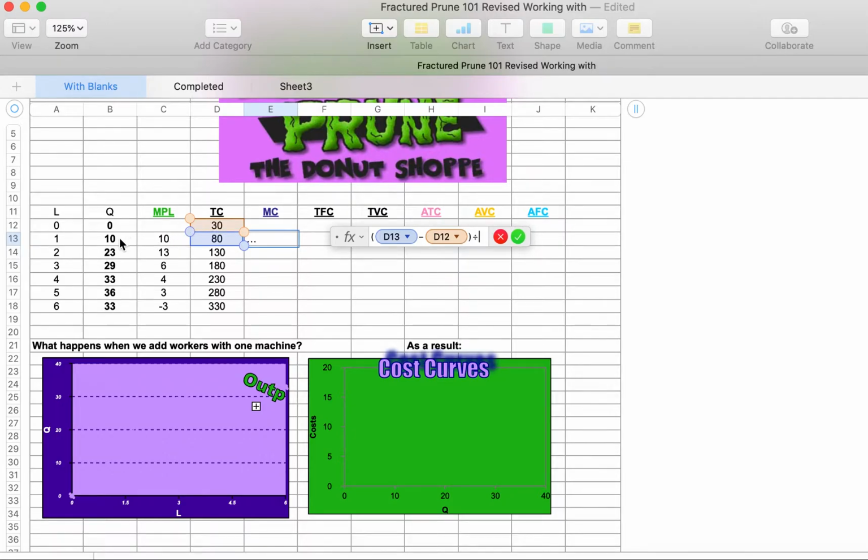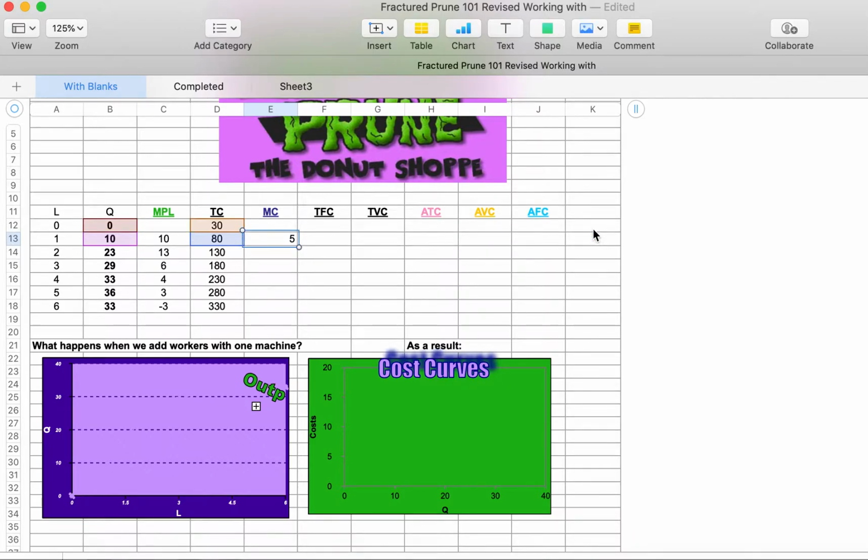Divided by my new number of units of output. I almost said the wrong thing. My new units of output minus my old units of output is my change in output, my change in Q. And now I'm going to hit enter. And something went wrong. I changed in D13. Let me move this out of the way. D13 is 80 minus D12, which should be that 50. Oh, I see what I did wrong. That was a simple boo-boo. I like parentheses, but not enough.